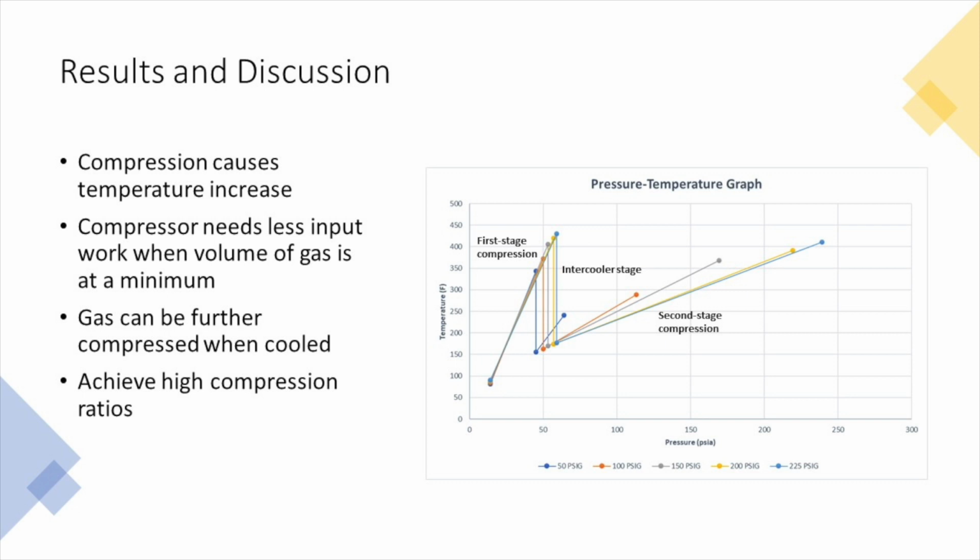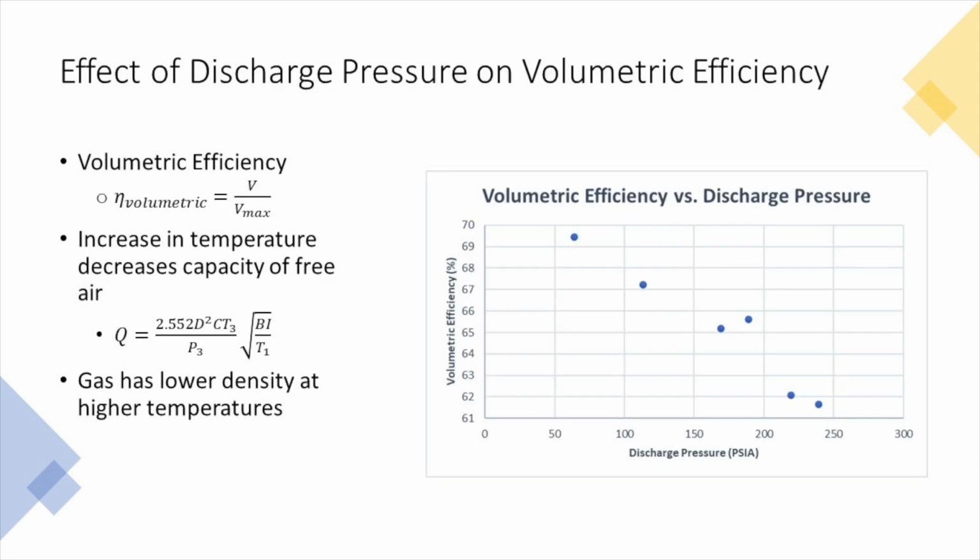So the intercooler removes that heat, and we see in the graph that there's a drop in temperature, but the pressure stays constant. And then we move on to the second stage compression, where we can see once again the pressure increases, but it increases at a much higher amount compared to the first time. So compressors actually need much less input work when the volume of the gas is at minimum. To achieve minimum volume, we need minimum temperature. So that's why the intercooler cools the gas, so we can compress it much further, and so we can achieve a higher compression ratio.